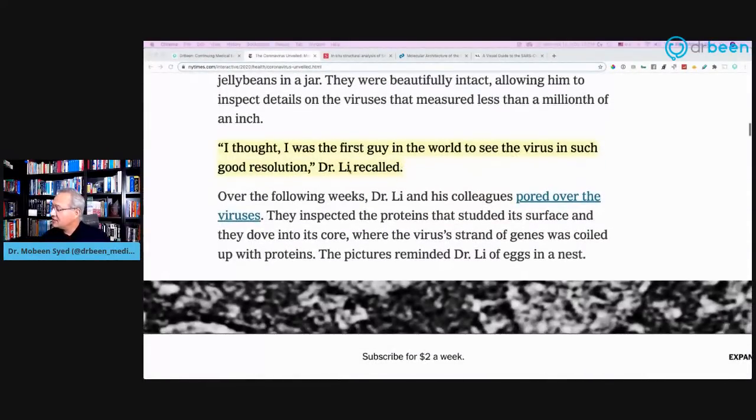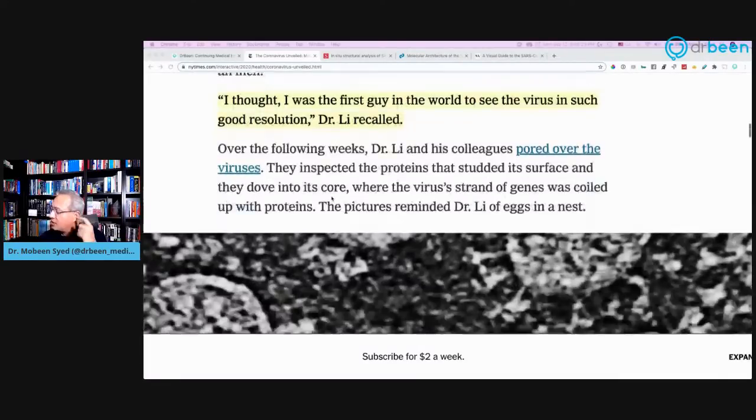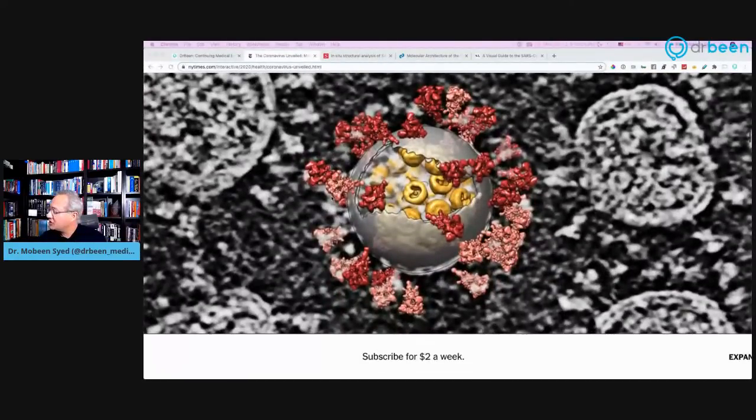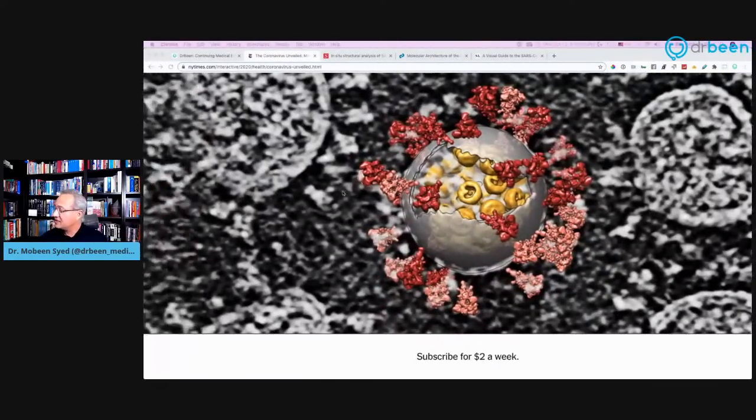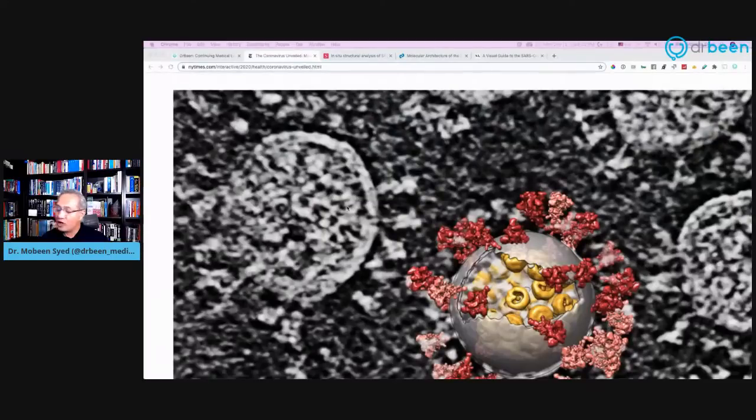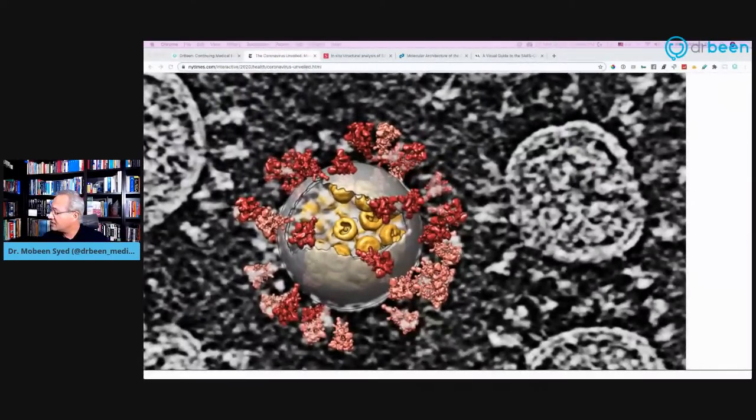So Dr. Lee says that I thought I was the first guy in the world to see the virus in such good resolution. So what they did was, here is another image here. These are all cryo electron microscope images in gray. And then what they have done is their computer generated a colored image. But this is an actual virus. It's not a simulated thing or illustrated thing. It is the virus which is then color coded by a computer. So fascinating stuff.